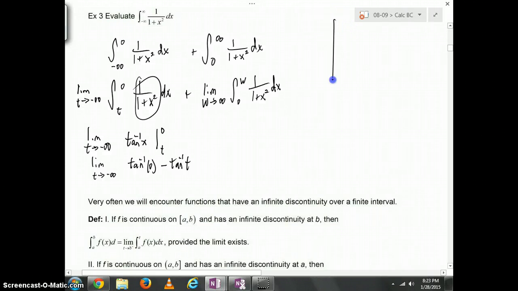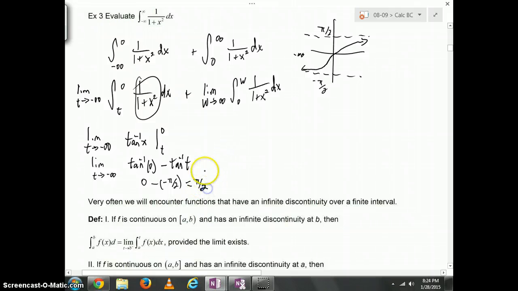Well, the graph of inverse tangent, doing this quickly, is going to look like what I'm jotting down right here. So we're going to know that as we approach negative infinity, inverse tangent is going to approach negative pi over 2. So this will be 0 minus negative pi over 2. In other words, this whole integral is going to arrive at pi over 2.